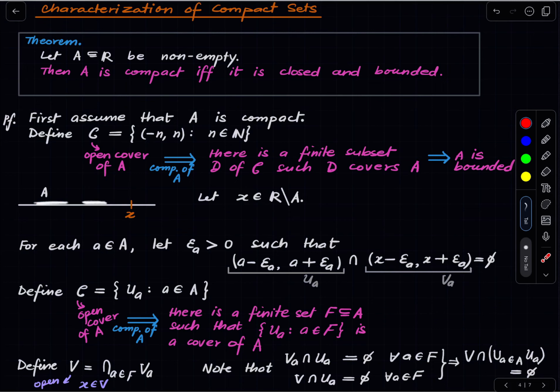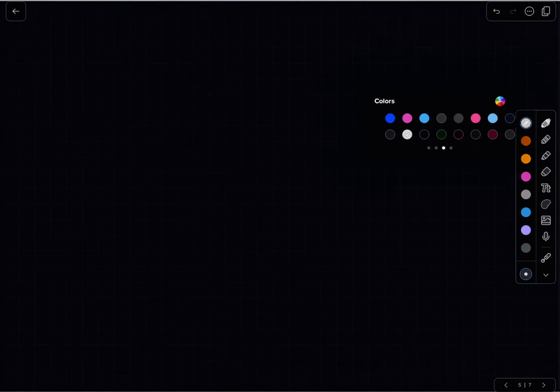So I did not write everything, but I hope that whatever I said was clear to you, and I encourage you to write all the details in your notes. All right, so we need to do the other direction now. We need to now assume that A is closed and bounded and show that A is compact. That is actually easier. So now assume A is closed and bounded.